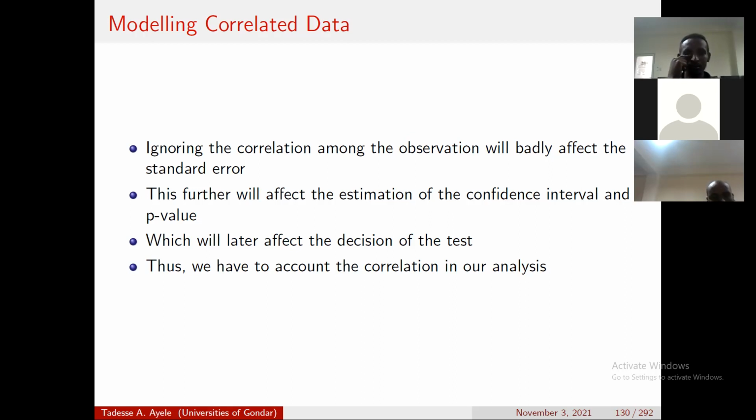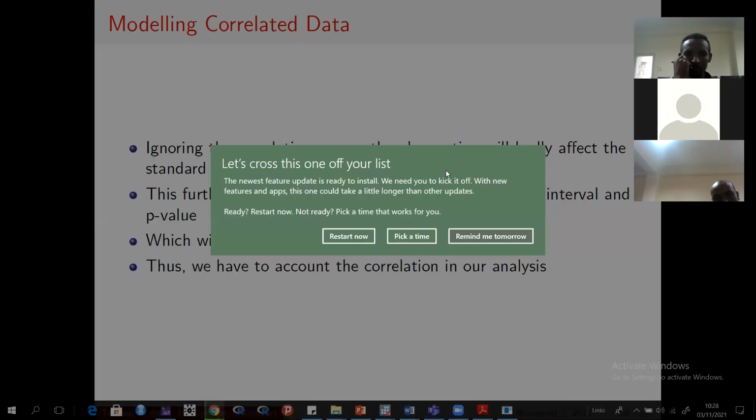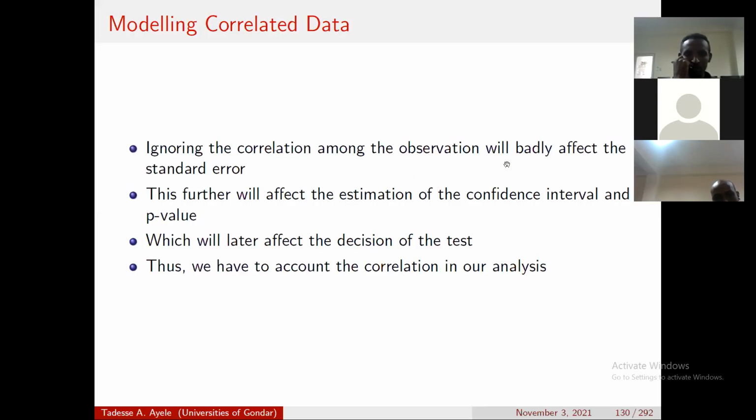This is correlated data. The main concept is modeling correlated data. Ignoring the correlation among the observations will badly affect the standard error.